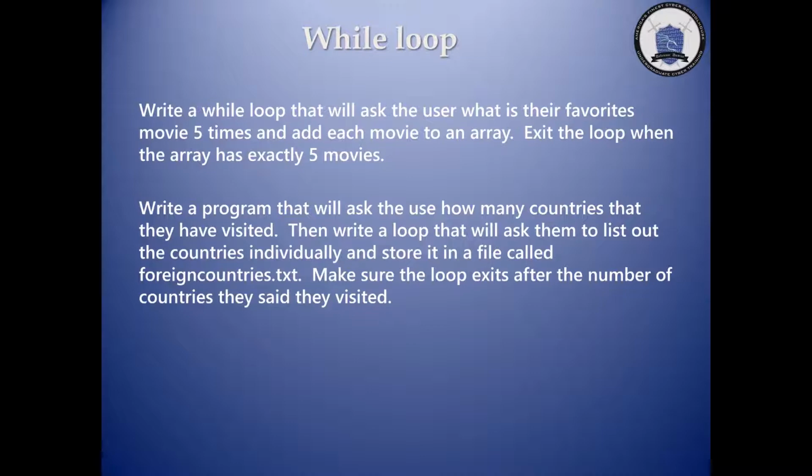Then the next program, you could write a program that will ask the user how many countries they have visited. Then write a loop that will ask them to list out the countries individually, stored in a file called foreigncountries.txt. Make sure the loop exits after the number of countries they said they visited. So for example, if they say they visited 2 countries, then make it so that the loop loops only twice. If they said they visited 10 countries, then have the loop run 10 different times. Go ahead and pause it here and try to write it out. If you get stuck, I'll show you how I would attack this problem.